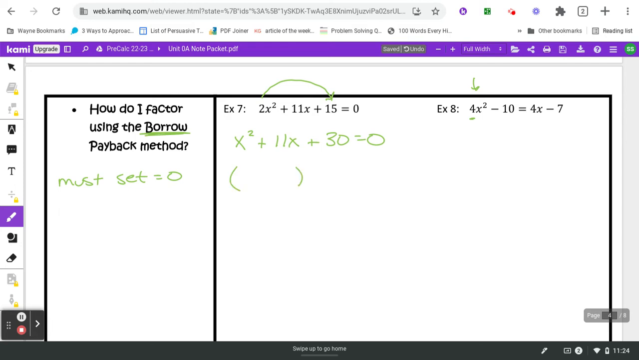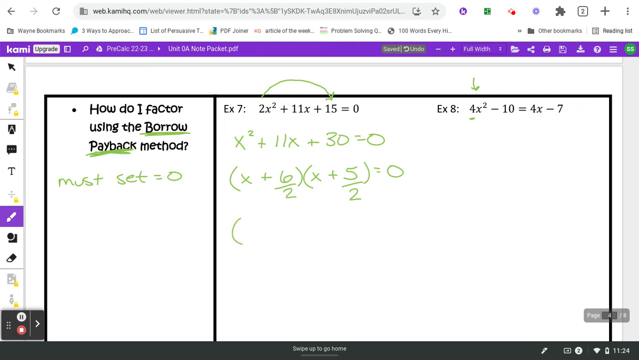Then we're actually going to factor this just like we were doing on examples 5 and 6. So I'm going to find numbers that multiply to 30, add to 11. It's going to be 6 and 5, both positive. And now I'm about to do the payback. Remember, we borrowed the 2 over to the 15. Now we have to pay back the 2. So in order to pay back, we're going to do the opposite. We're going to divide by 2. First step, we multiplied by 2. Now we're going to divide by 2.